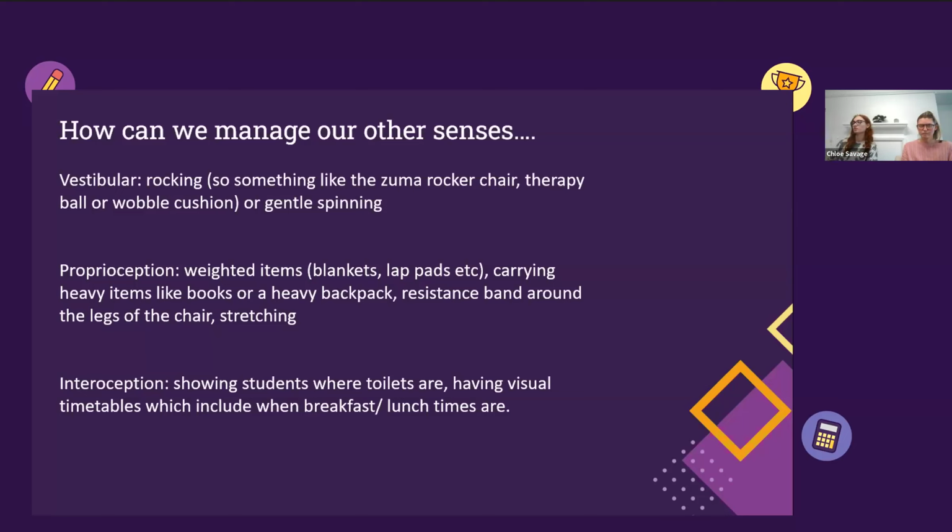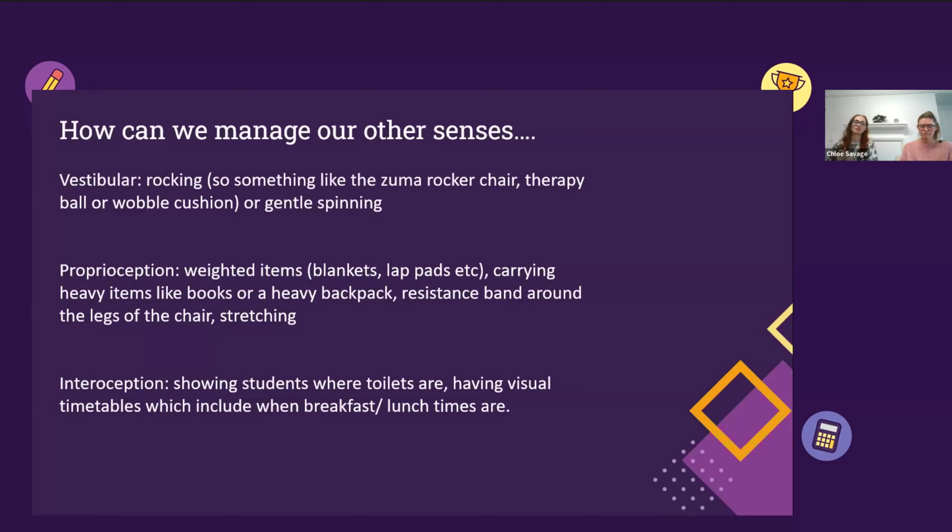And that also helps with movement breaks as well. Movement breaks are quite a big thing that help with vestibular and proprioception stuff. That can be done by walking around school or walking around the class, or even doing little desk yoga activities. Another proprioceptive thing is you can get resistance bands that you put around the bottom of chairs where you can wiggle your feet. And then for interoception, this is quite hard to manage because obviously everyone's different.